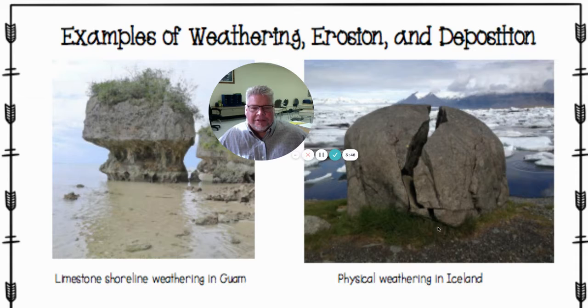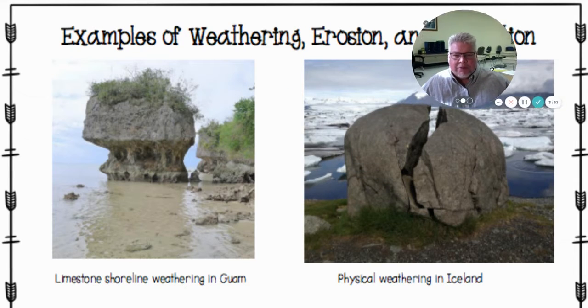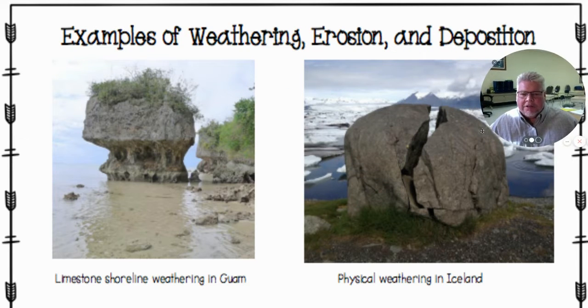All right, let's look at some different types of weathering and erosion. So there's a limestone shoreline weathering in Guam. The waves, as they come in, have worn away, dissolved, and broken down the bottom pieces of this rock that they crash against. And this looks like it's physical weathering in Ireland. Looks like some water has got down in the crack and then expanded and broke this big rock into pieces.